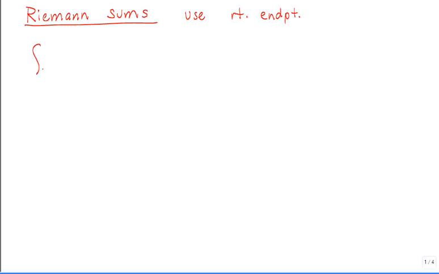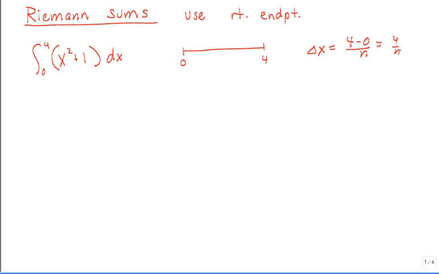Now that we have more of an idea of what this is, we're going to use the right endpoint. If it doesn't say, just use the right endpoint. And we're going to have the integral from 0 to 4 of x squared plus 1 dx. Okay, so we have 0 to 4. So delta x, the first thing you should find, is 4 minus 0 over n, which is 4 over n.